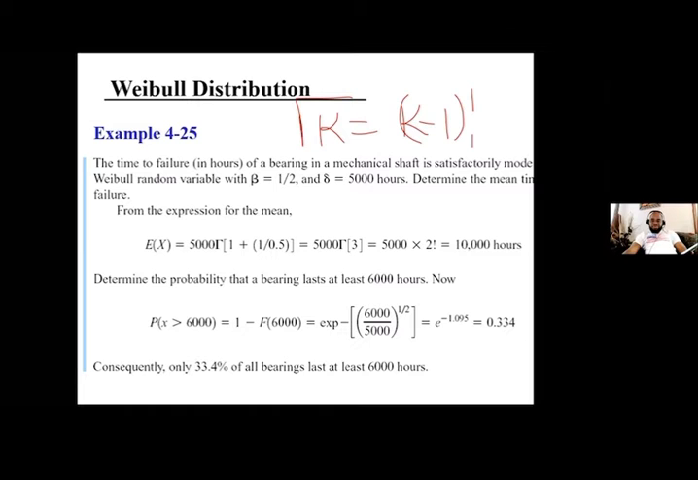I want to show you how gamma 3 becomes 2 factorial, because gamma k, according to the law, is k minus 1 factorial. And that was why gamma 3 becomes 2 factorial. And the 2 factorial is going to be 2. Then 2 times 5,000, you get 10,000. So the mean time to failure in hours of this particular item is actually 10,000 hours.